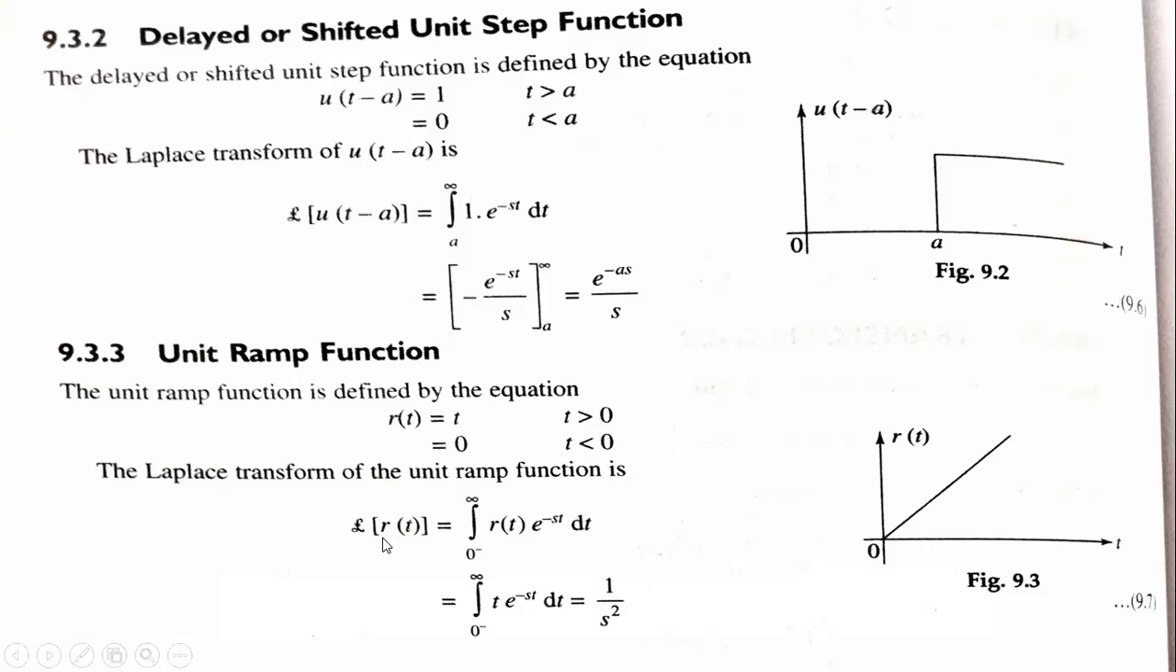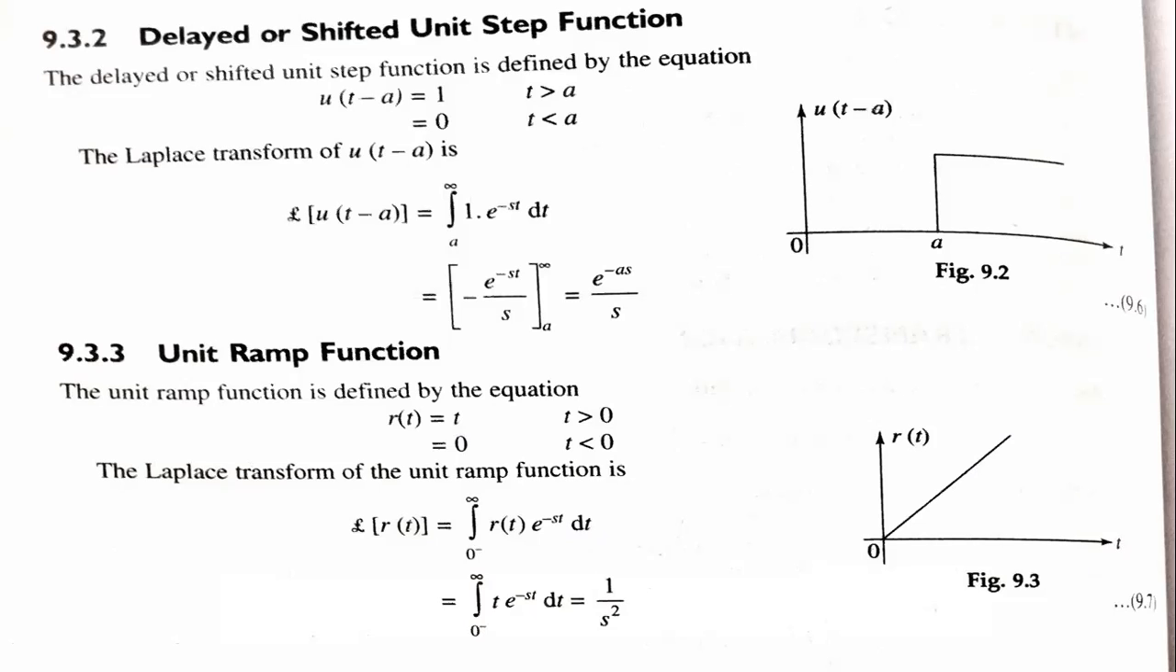How can we apply the Laplace to r of t? That is again the integral from 0 minus to infinity of r of t e raised to the power minus st dt. If you apply the limit of 0 minus to infinity, r of t is nothing but t. How am I taking t? Because it's going straight, if you take any particular moment, it will give you t only. So that is t times e raised to the power minus st dt.